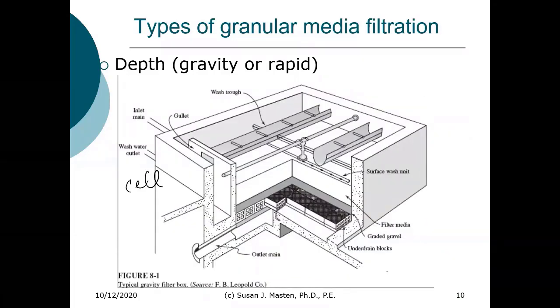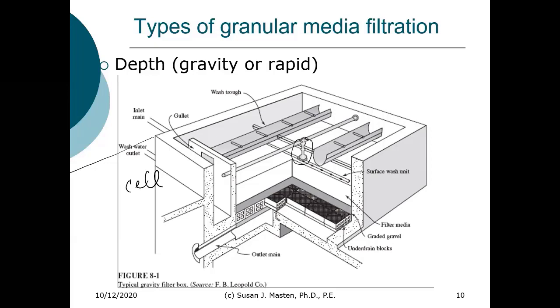So this is a cutout, as I mentioned. Your filters are always designed with two cells, so there's another system mirror imaged on this side here. That's because of the pumping and piping requirements. You can see this gullet in the center. You have your wash troughs here.